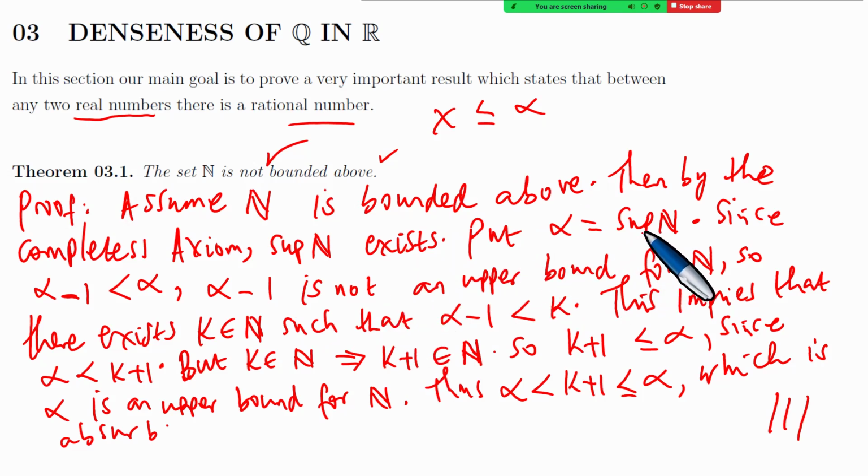Put alpha to be the supremum of the set of natural numbers. Now we perform some algebraic manipulation: since alpha is the supremum, we can subtract 1 from it. We're dealing with natural numbers, and 1 is a natural number, so you can do the subtraction here. But alpha minus 1 is smaller than alpha. It is indeed smaller than alpha.